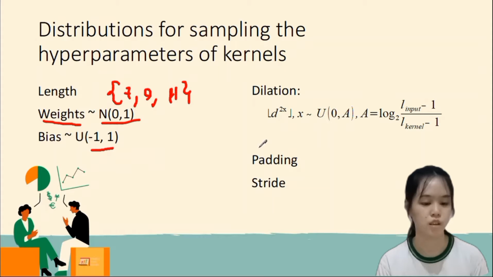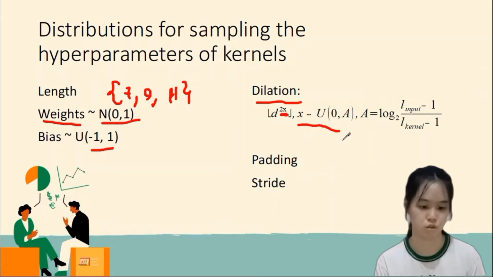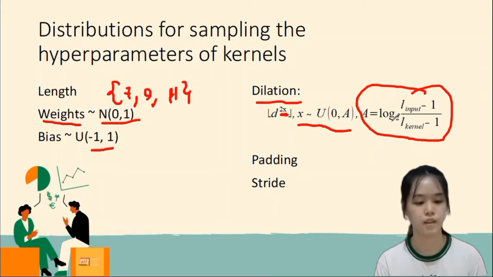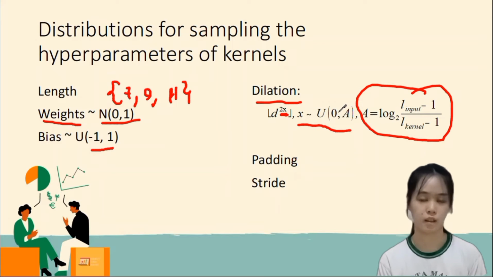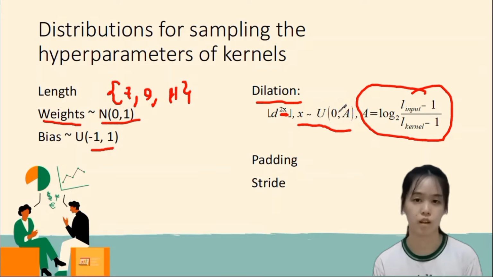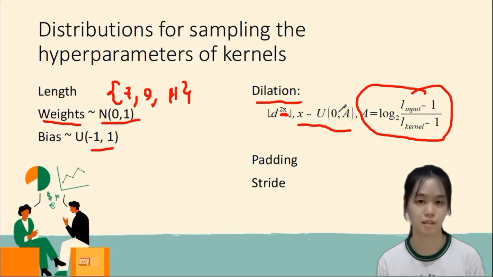And then the dilation here is on an exponential scale. Look at x here. x is uniformly distributed, from 0 to a, and a is defined to be this. So the dilation is set like this, so that when we lay out the kernel, the last element of the kernel does not exceed the series.